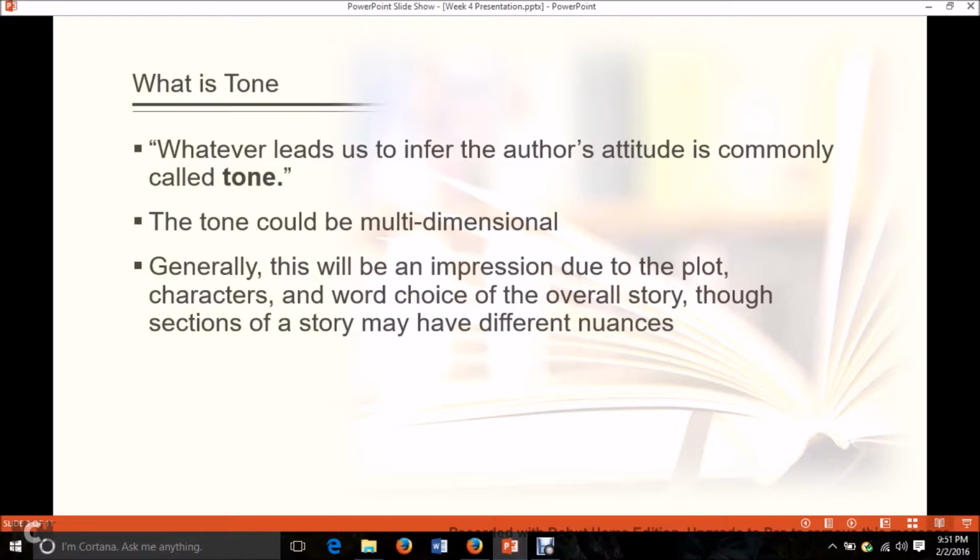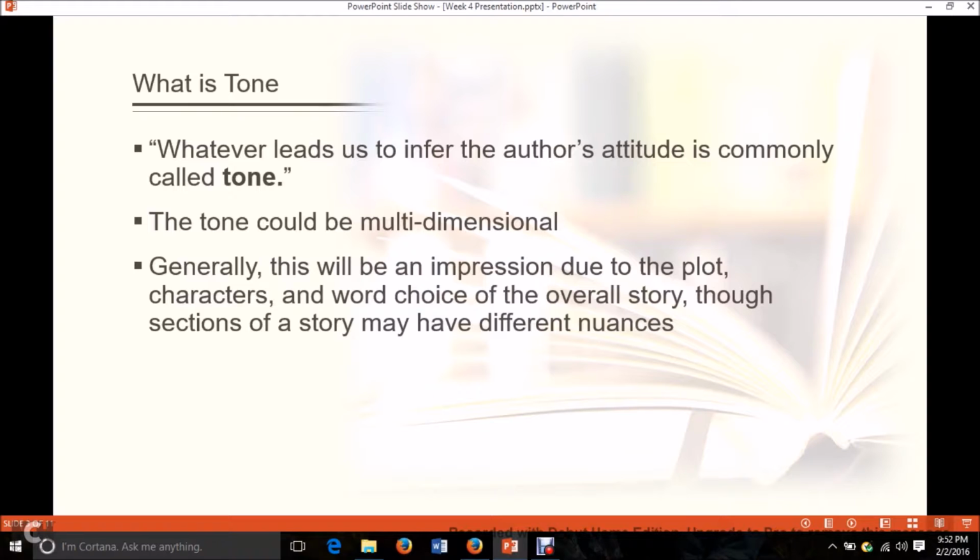So let's talk about tone and style. What is tone? Our textbook says that tone is whatever leads us to infer the author's attitude. That is commonly called tone. And tone could be multidimensional. It doesn't have to be just one particular attitude for an entire story. It's going to have nuance. Different sections of a story will have different tones depending on the plot sequence, depending on the characters. But think about it in terms of the overall attitude, or even the author's attitude in the narrative.